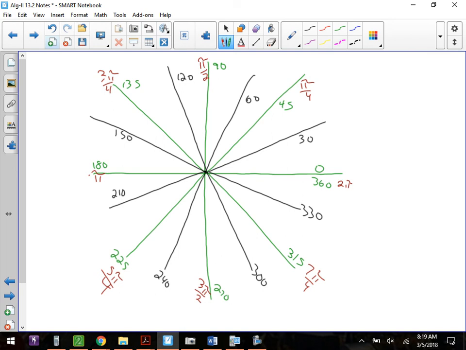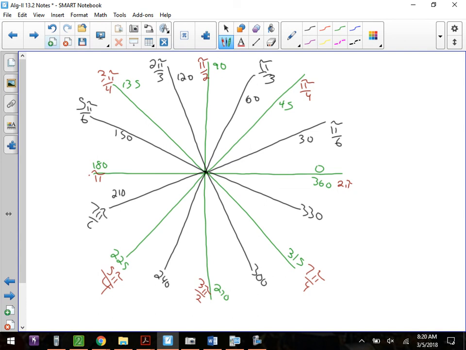Thank you. So now we know that 90 degrees is pi over 2. 30 degrees is 1/3 of that. So 1/3 of a half is a sixth. So this is 1/6. So this is pi over 6. This is 2/6. Pi over 3. 3/6. 4/6. 5/6. 6/6.